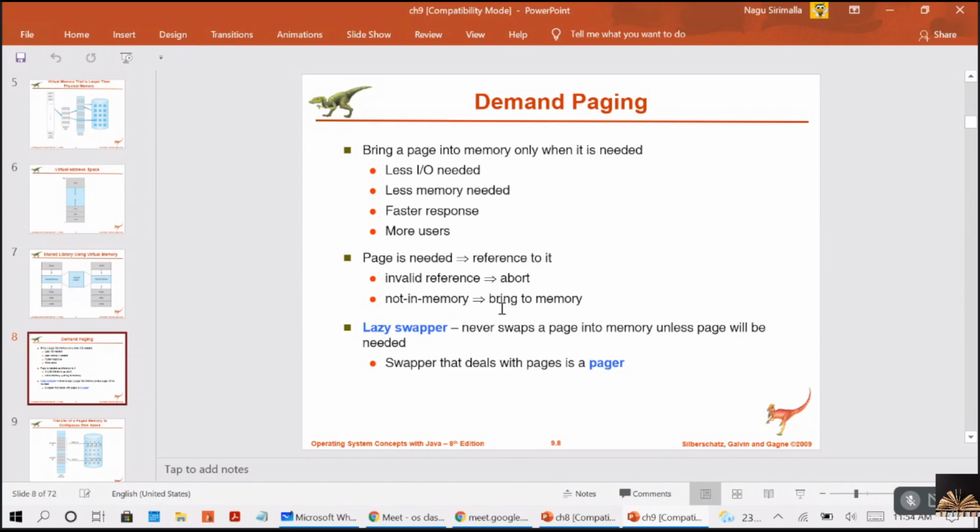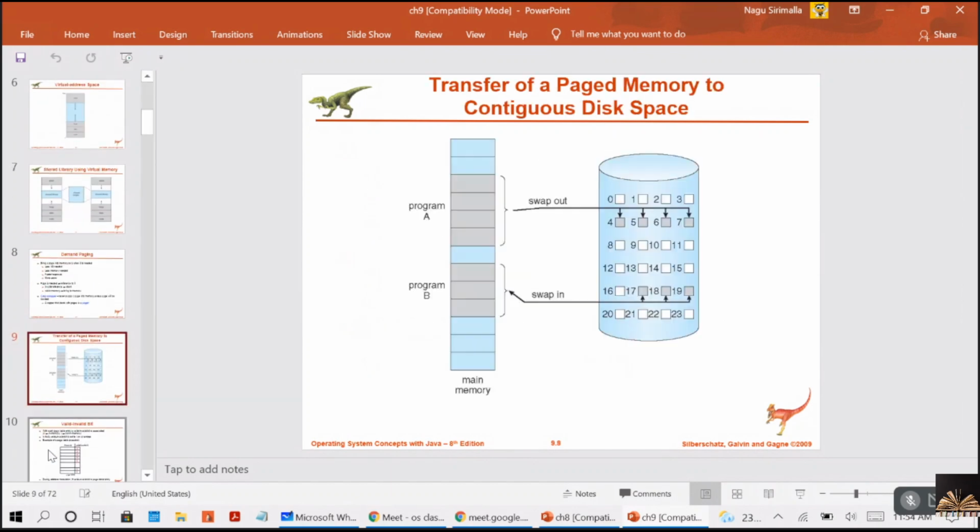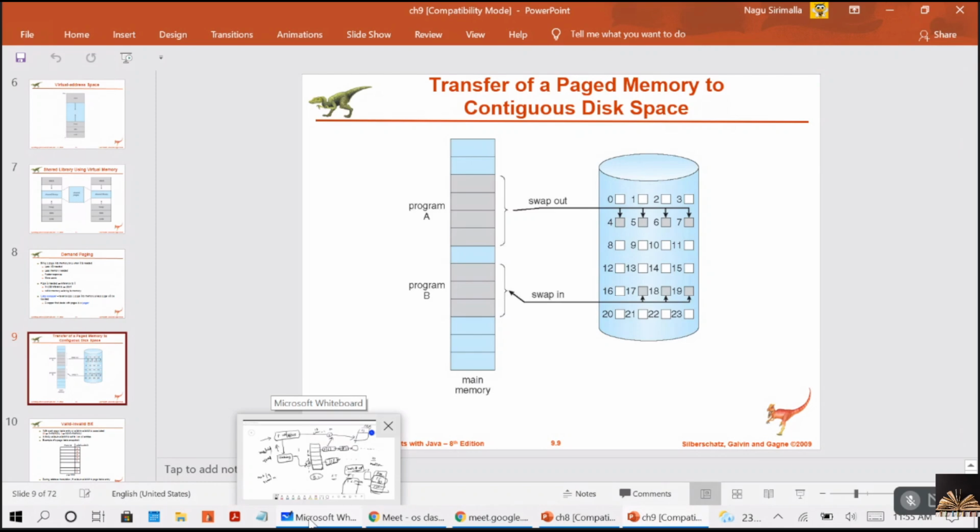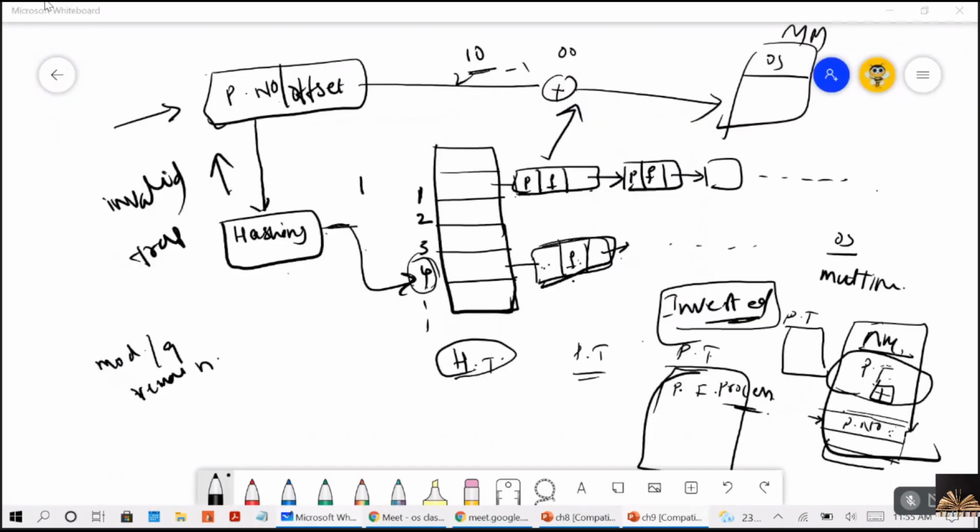So the swapper that deals with pages is called a pager. You remember this term, right? Then this transfer of a page to memory is from the contiguous disk memory, right? Disk is disk, right? On the disk, whenever you are swapping out a program, it will be swapped out in contiguous locations on disk, so that it can be swapped in easily. And the entire disk space is logically divided into pages. Logically divided into pages, right? Guys, this entire thing I will explain to you on the board. You try to understand. Anyway, you got it, right?